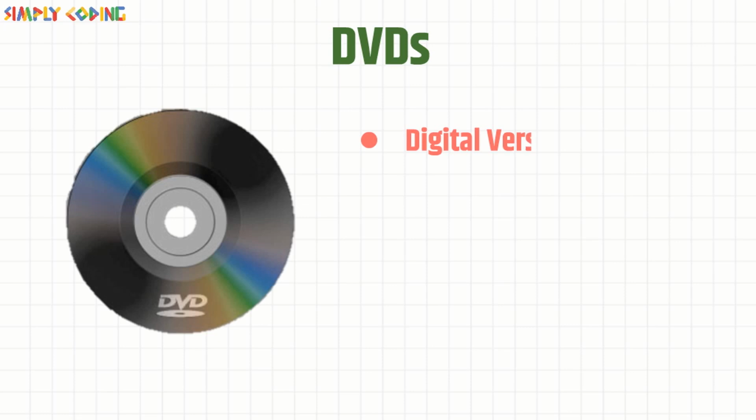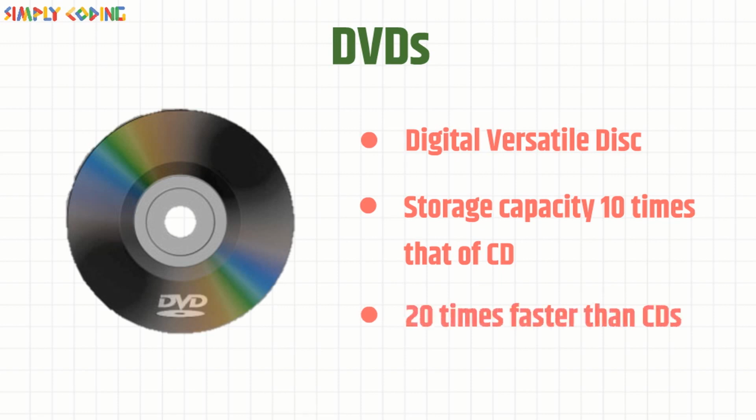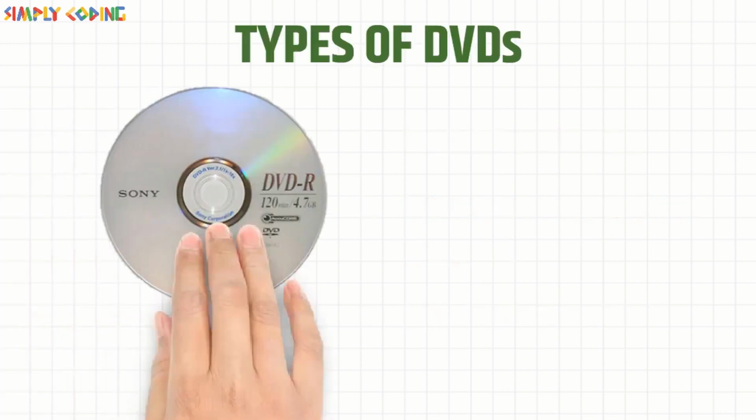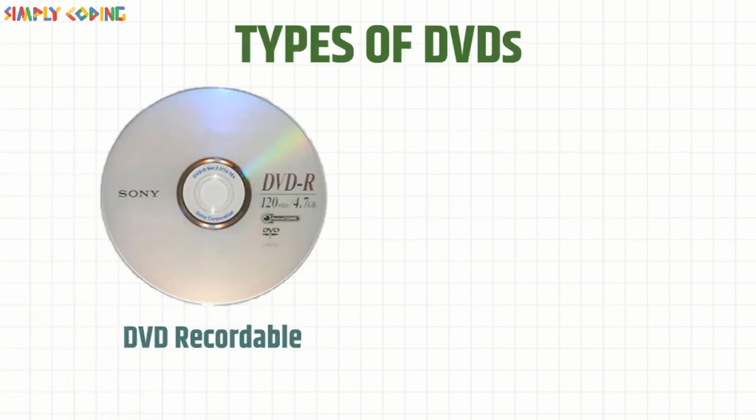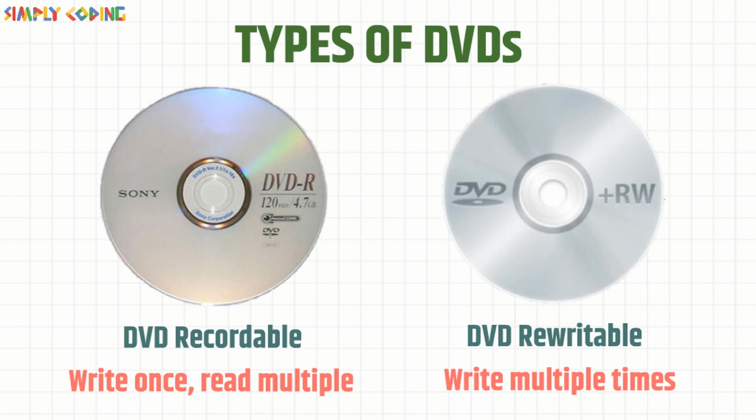DVDs stand for Digital Versatile Disc and they have storage capacity almost 10 times that of CD and are 20 times faster than CD. They come in three types. First type is DVD-R or DVD recordable, where data can be written only once and then can be read multiple times. In DVD read-write or DVD rewritable, the data can be written multiple times.